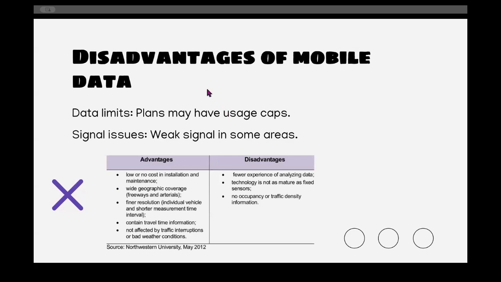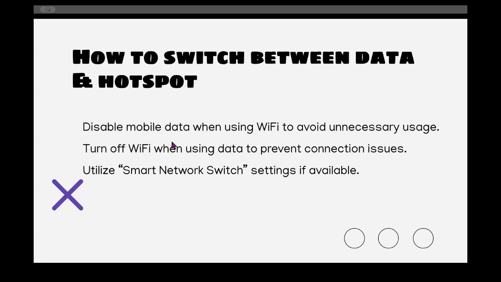But also the biggest one is data limits. A lot of plans when you're purchasing data have usage caps. There are some that have unlimited data, but those are highly expensive relative to the ones that do have limits. And then also, it isn't a consistently reliable signal when you don't have access to Wi-Fi, in the sense that when you're outside, depending on where you're at, you might have weaker reception or weaker signal in some areas. So those are some disadvantages.